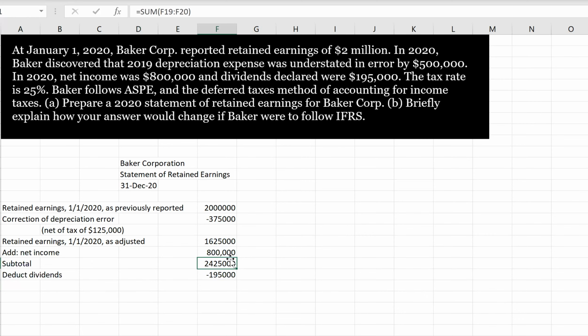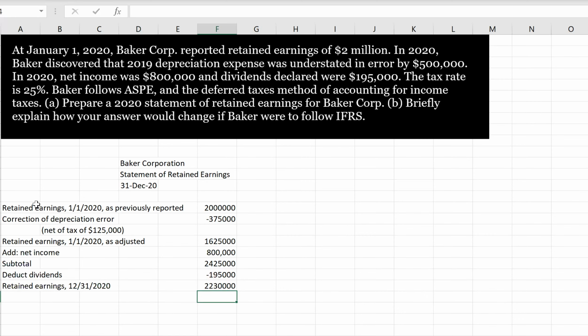So then we're going to have retained earnings 12/31/2020. And it's simply going to be the sum of these two. And there's our retained earnings.